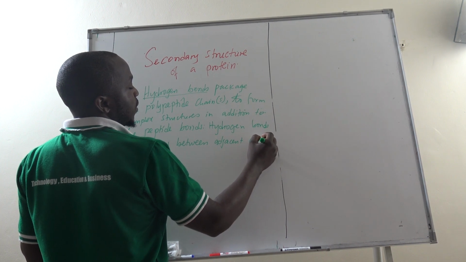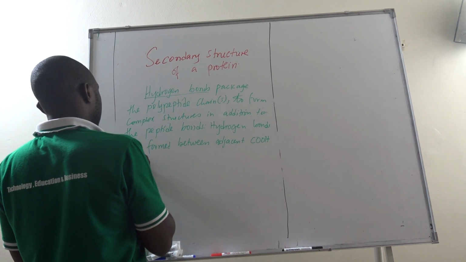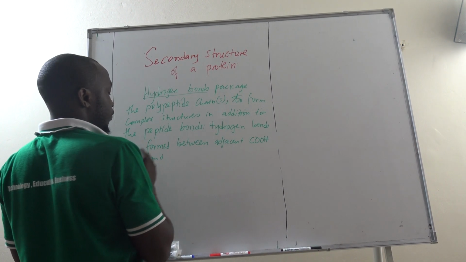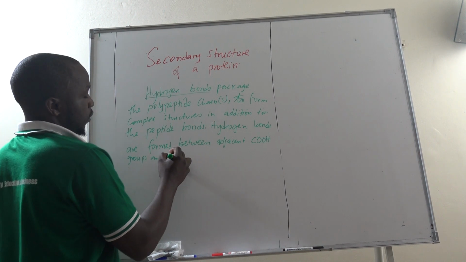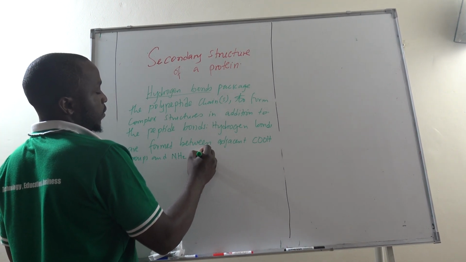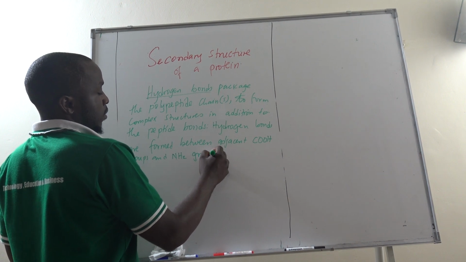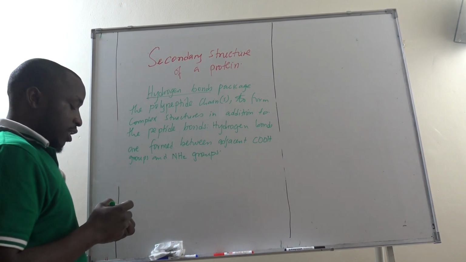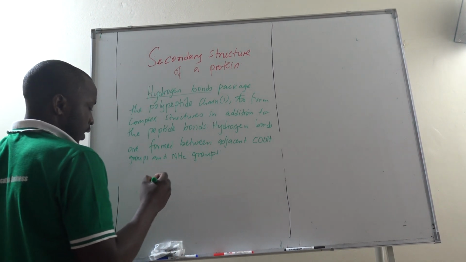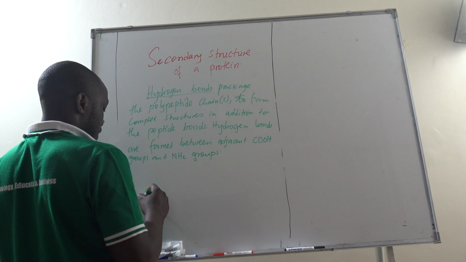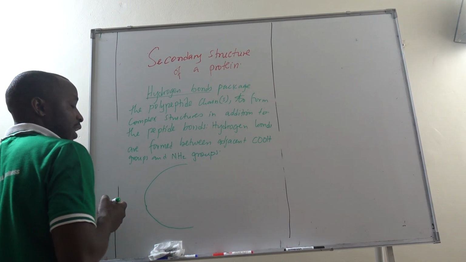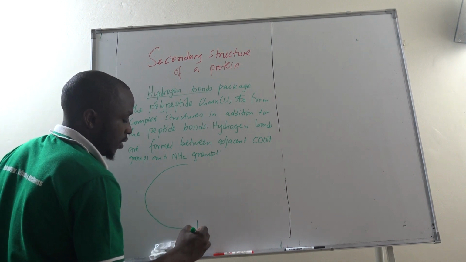carboxylic group and amino groups. Remember, in our amino acid, we don't have side chains. So if, let's say, this is the polypeptide chain, that is like that. What is this?